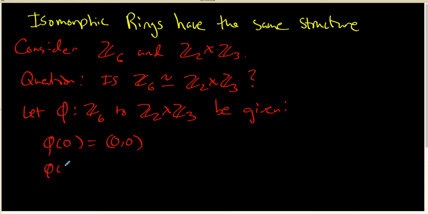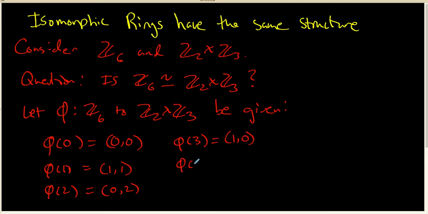I'm also going to send phi of 1 to (1, 1). And I'm going to make phi of 2 equal to (0, 2). And phi of 3 is going to be defined to be (1, 0). And phi of 4 is going to be defined to be (0, 1). And finally, phi of 5 is going to be defined to be (1, 2).